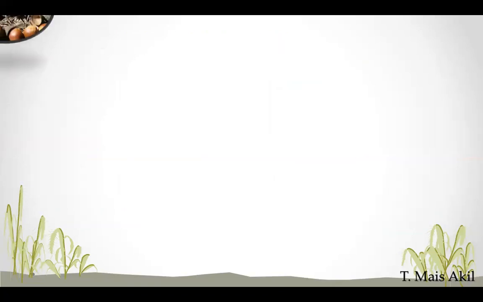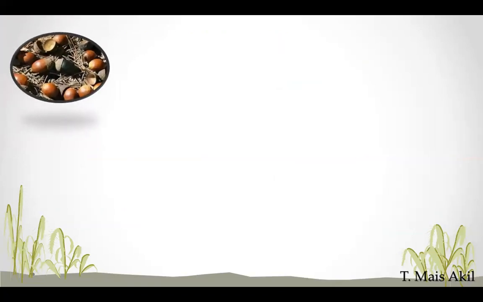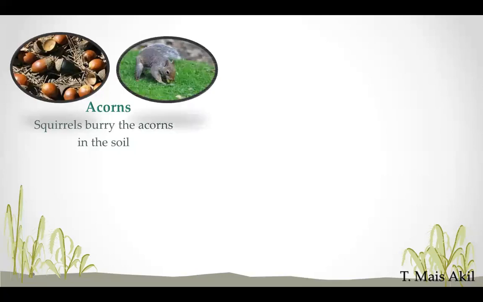Another way, the acorns. As you know, the squirrel likes to eat acorns. The squirrels bury the acorns in the soil. As you know, in winter, the squirrels hide their food. How? By digging holes in the soil and hiding or burying the acorns in the soil. So when the squirrels bury the acorns in the soil, the acorns are going to grow into a new tree.